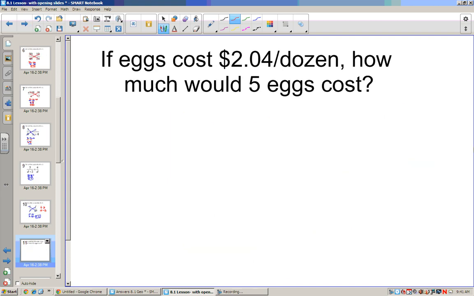All right. If eggs cost $2.04 per dozen, how much would 5 eggs cost? So eggs cost $2.04 per dozen. We'd want to figure out how much 5 would cost. So 5 eggs would go on the bottom because eggs were over here. I should pluralize.